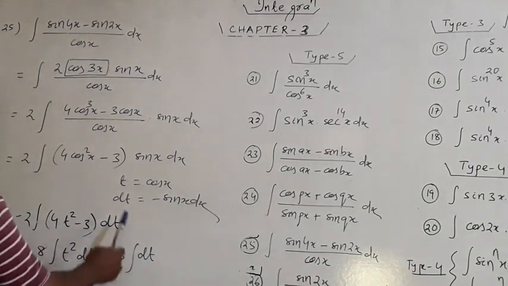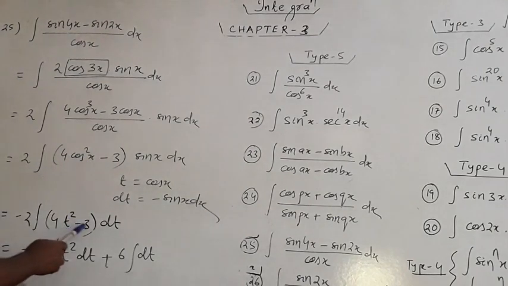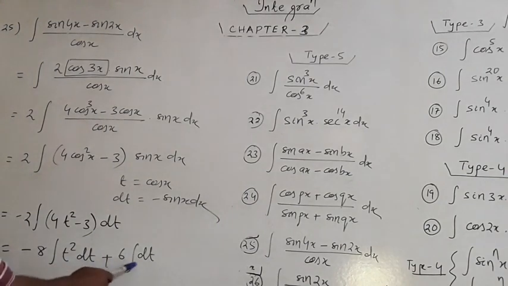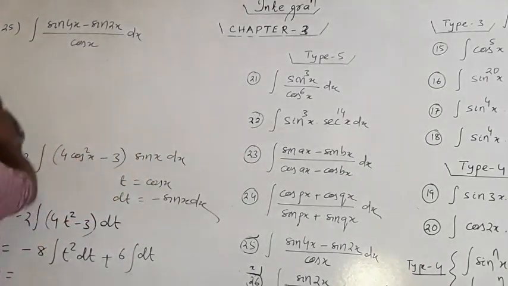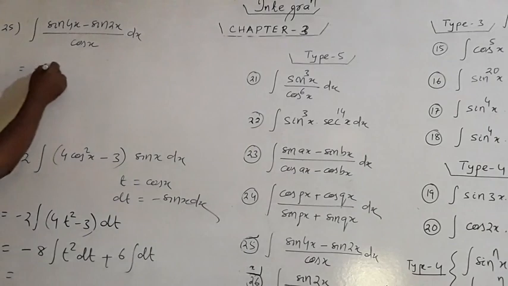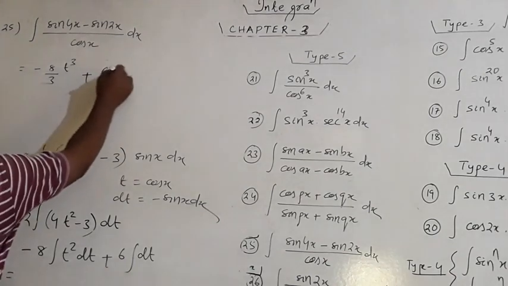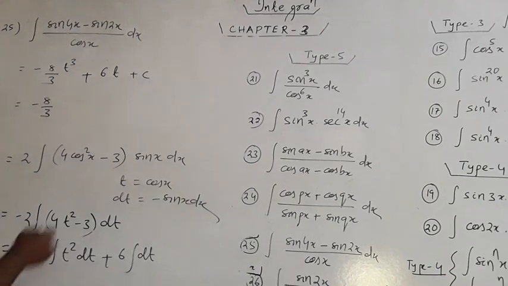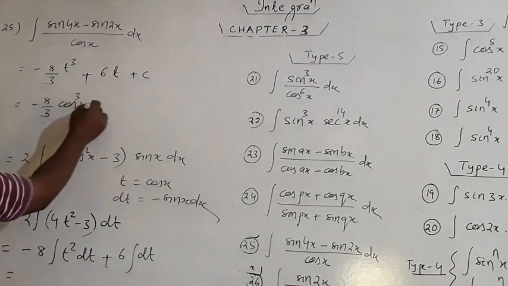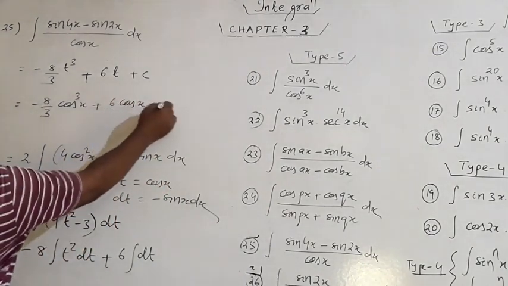Put t is equal to cos x. dt is minus sin x dx. And it becomes minus 2 into 4 t square minus 3 dt. And when you multiply, 8 t square dt integration plus 6 dt integration, and what is the result? Minus 8 t cube by 3 plus 6t plus c. It is minus 8 by 3. What is t cube? t cube is what? Cos cube x plus 6. What is t? t is what? Cos x plus c. Okay?